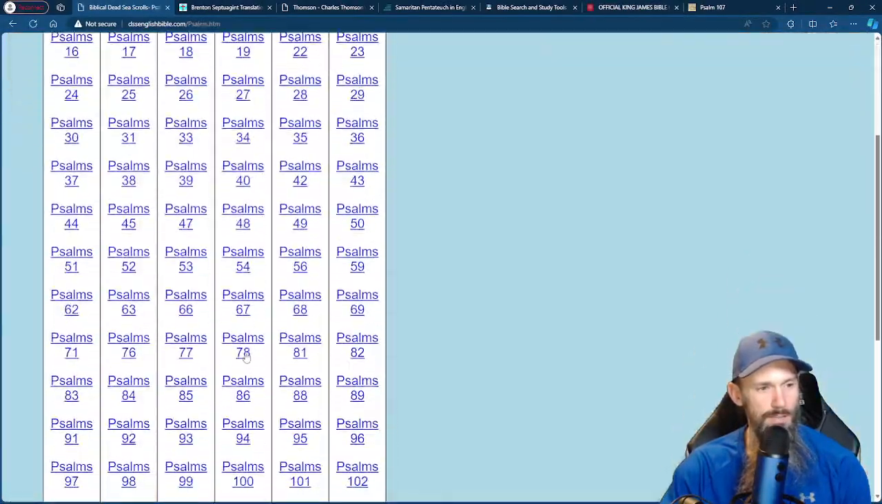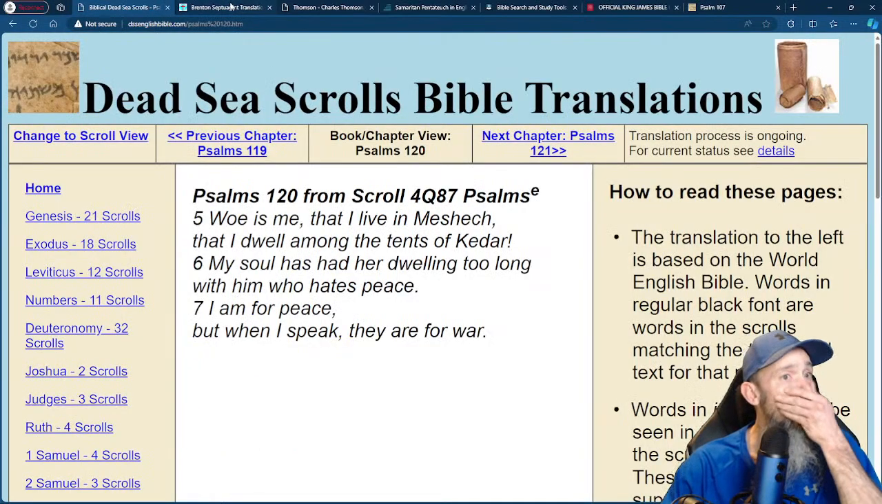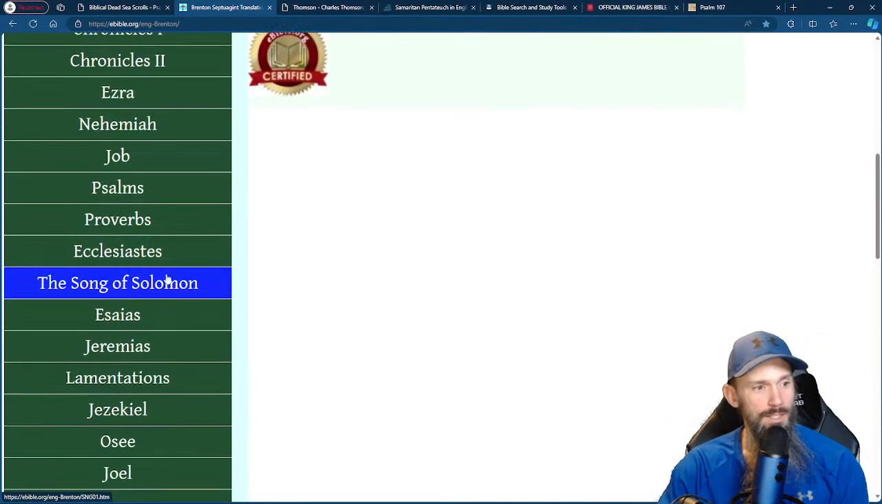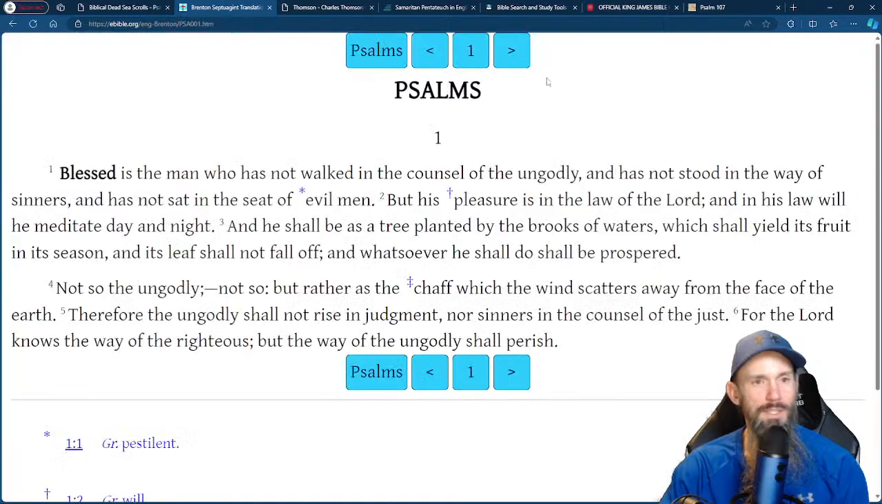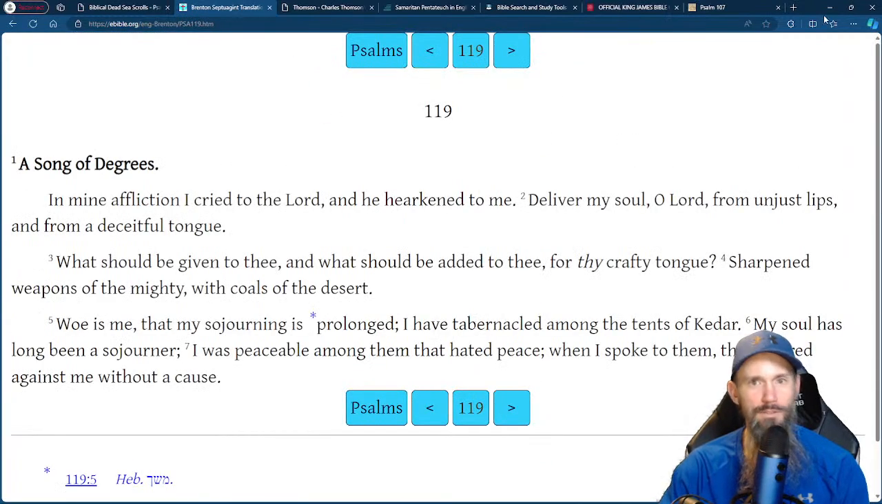Let me pull this stuff up here. Go to Psalms. Got some translations there. Septuagint. Nope, wrong one. Psalms. So Brenton Septuagint's one chapter behind for some reason.